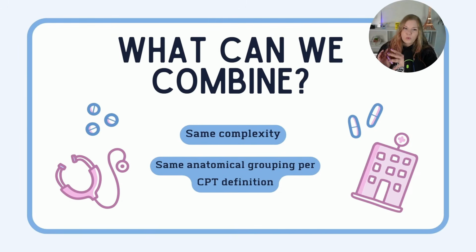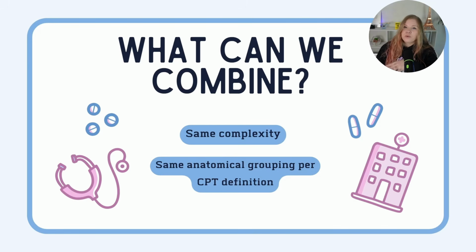Now with closures, we can combine certain things. So if we have multiple closures that we're doing that are the same level of complexity as far as simple, intermediate, or complex, and they're in the same anatomical grouping per CPT definition, we can combine that total length of closure into what CPT code we're calculating. So it has to be the same complexity, simple, intermediate, or complex, and under that same grouping of the CPT definition.